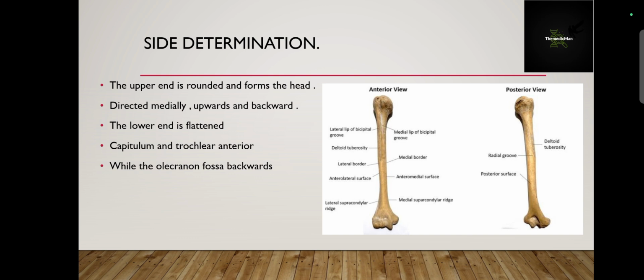For the lower end, we have to see that the capitulum and the trochlea are present anteriorly, while the olecranon fossa is present posteriorly.